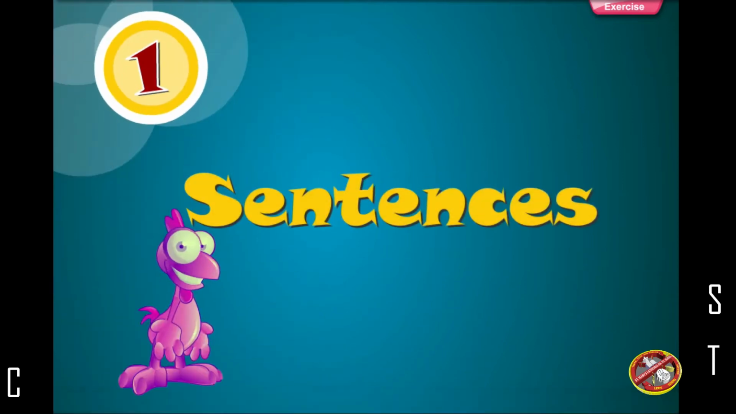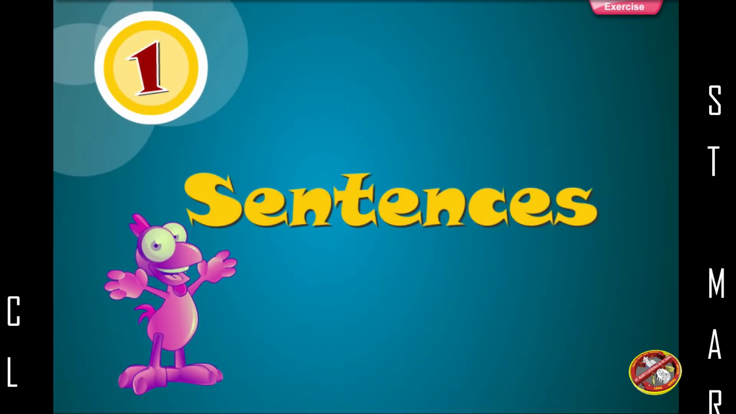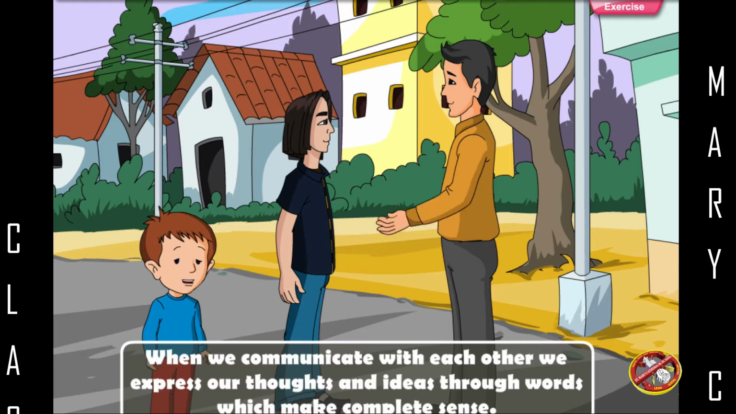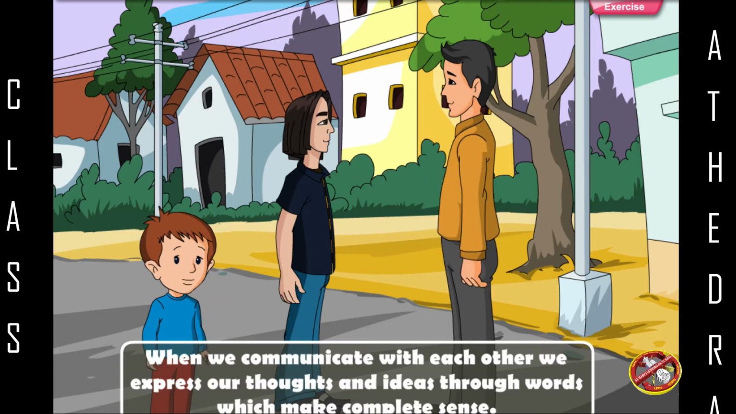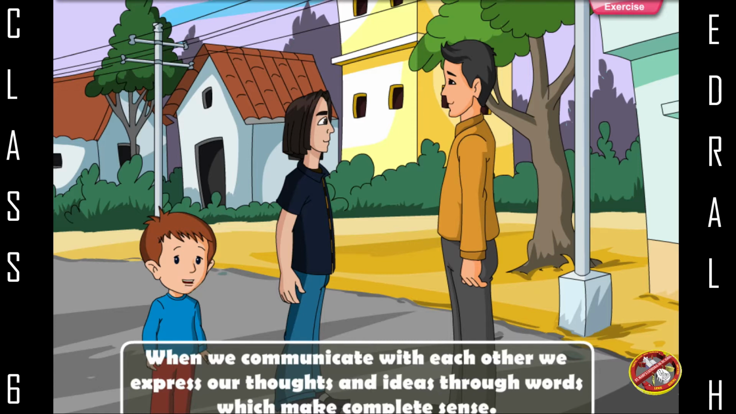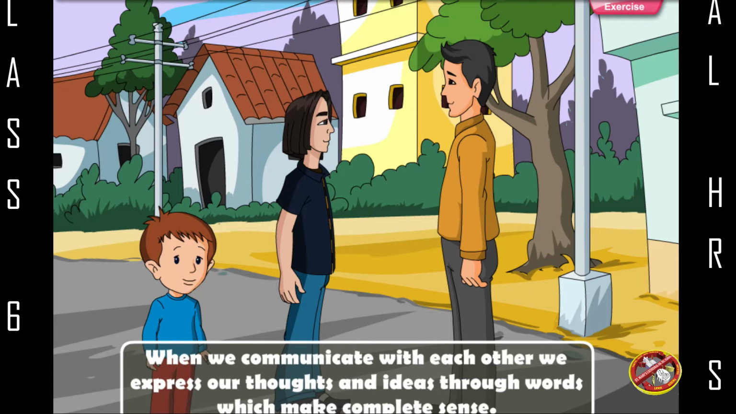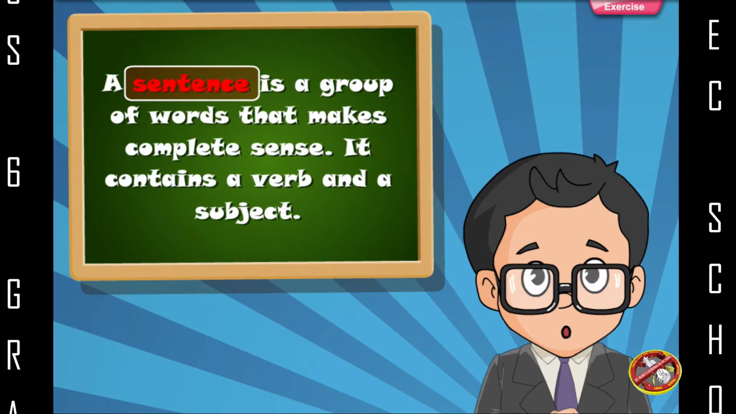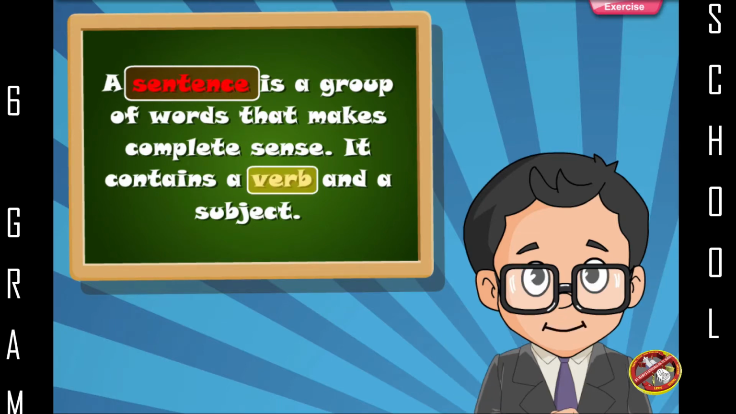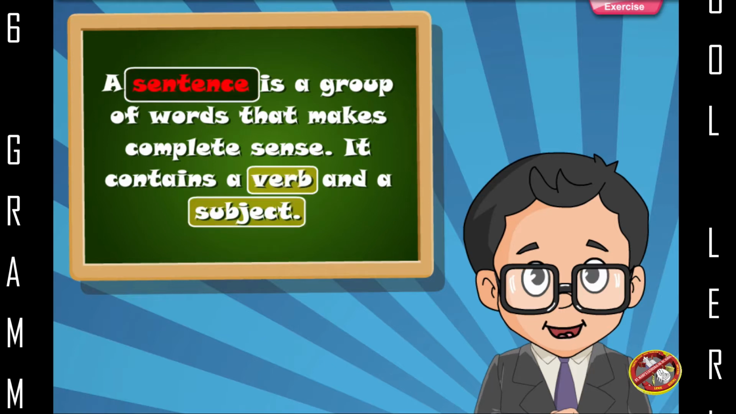Chapter 1. Sentences. When we communicate with each other, we express our thoughts and ideas through words which make complete sense. A sentence is a group of words that makes complete sense. It contains a verb and a subject.